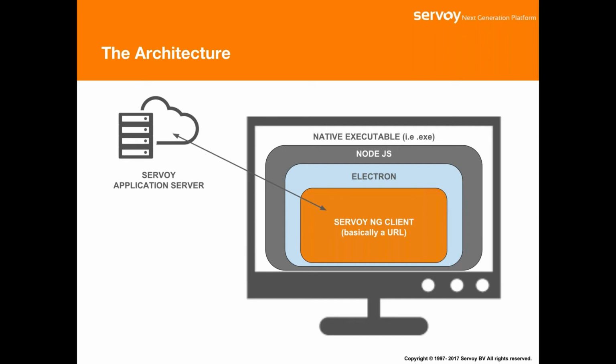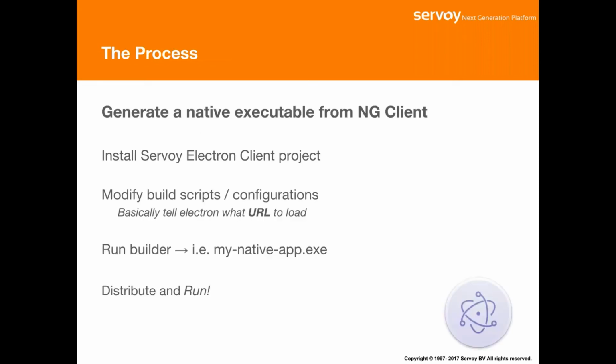At the end of it, you get an executable. So instead of bringing up a URL in your browser, you get a .exe or a Mac OS executable. And so the way that we do this is that we take the Electron client project, and there's some build scripts, and we basically modify some of the configurations, and we run it, and it spits out an exe or some other executable, and then you can go and give that to your customers, and they can run it.